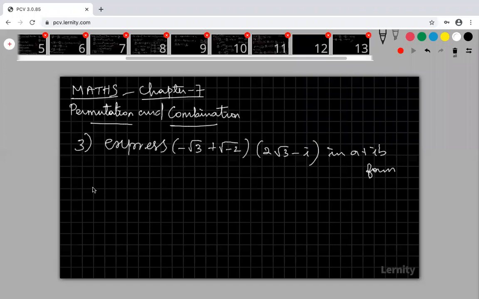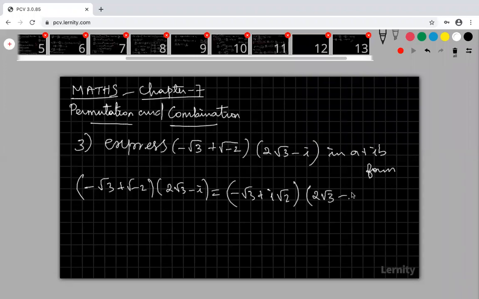So look at that. This is minus root 3 plus root of minus 2 into 2 root 3 minus i. This is minus root 3 plus i root 2, because root of minus 2 is root minus 1 into root 2, and root minus 1 is i. This is 2 root 3 minus i. This is some complex number. This is just a product.